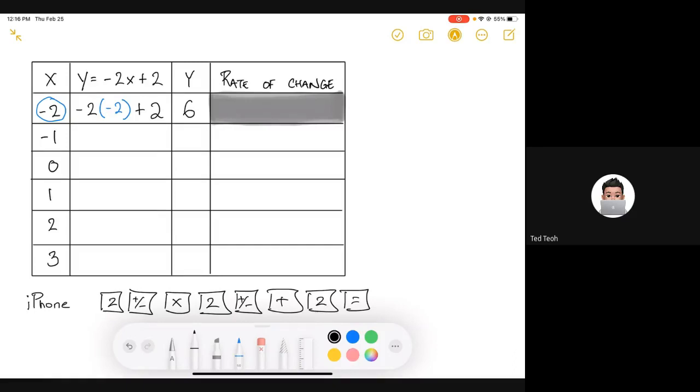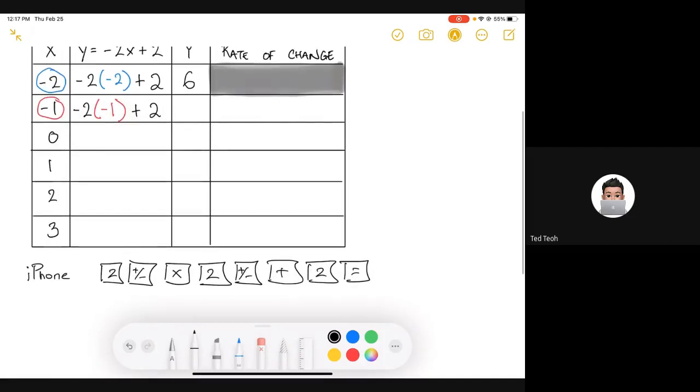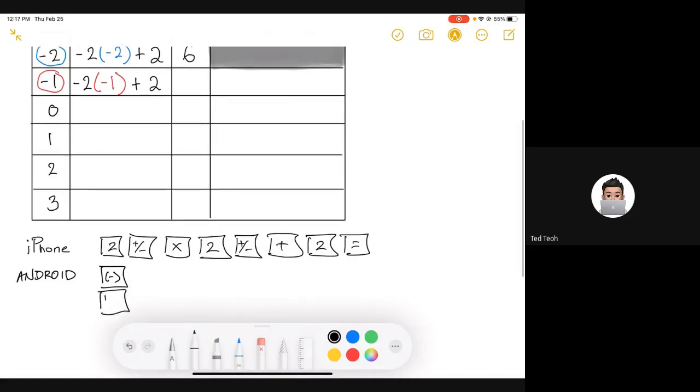For the next row, I'm going to sub negative 1 for X. So the equation is negative 2 times X, and in this part, X is negative 1, plus 2. Do the same process. Now, if you're using an Android, depending on the calculator, you might have to type it this way. You can look for this negative button. It could look like that again, or it could look like this, depending on the calculator.